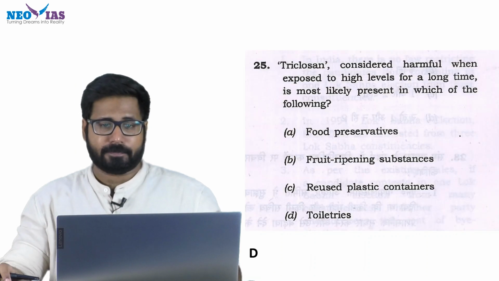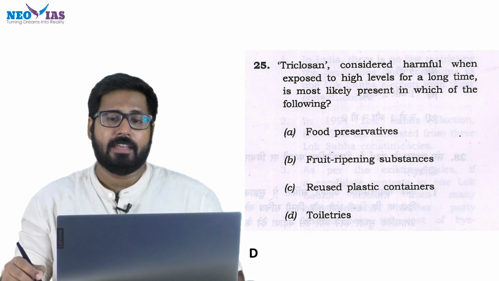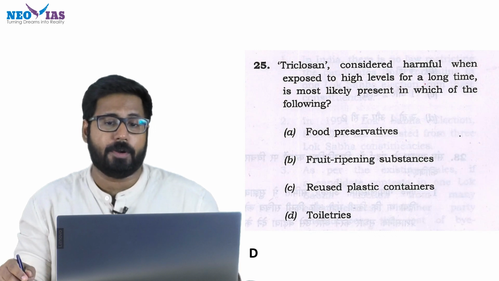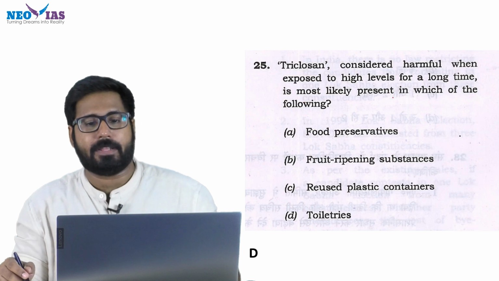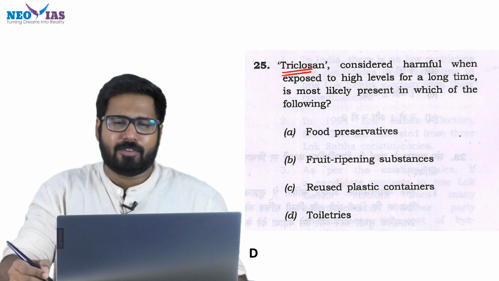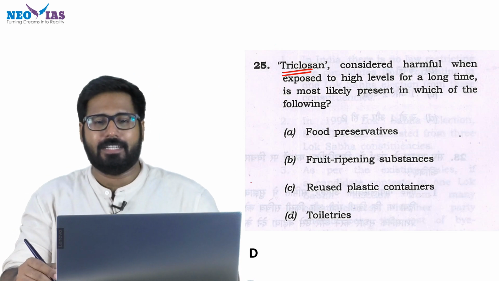Coming to the next one: triclosan is considered harmful when exposed to high levels for a long period of time, and it is most likely present in which of the following? See, triclosan is actually a very common term, right? It's a very common term.